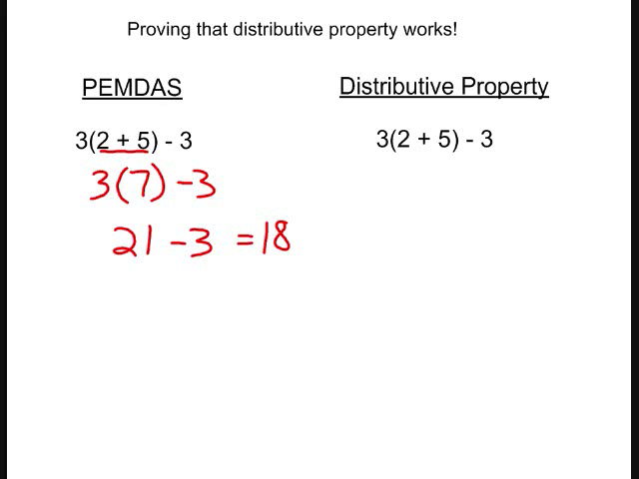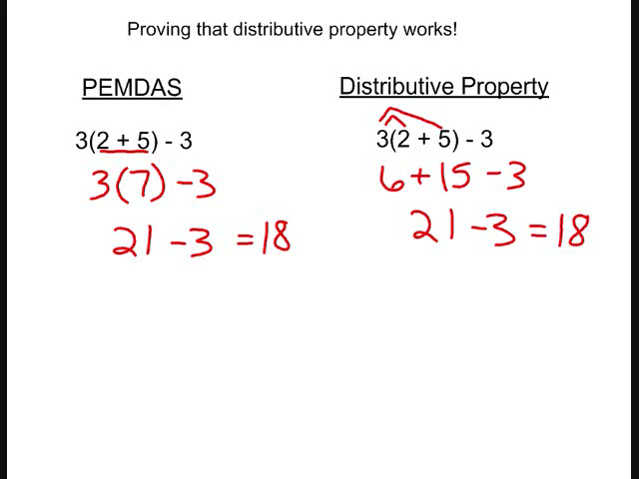Now, we're going to take a look at the distributive property and show that you get the same answer if you use it. So we'll start off multiplying 3 times 2, which is 6. And then 3 times 5, which is 15, and we add that. Once we've done that, we can do our addition and subtraction. 6 plus 15 is 21, and 21 minus 3 is 18.